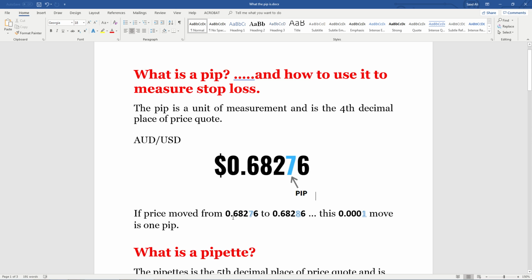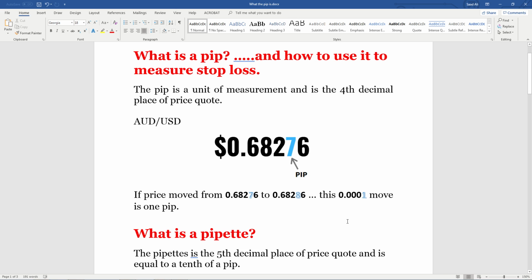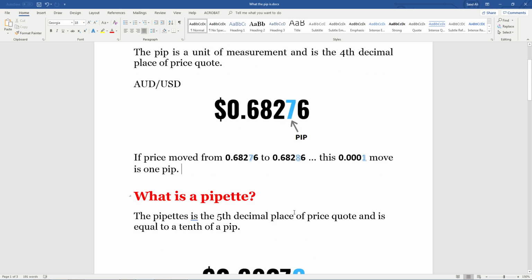So let's read this. If price moved from 0.68276 to 0.68286, this is a 0.0001 move. See how I moved from 7 to 8? That is a 1-digit move in the fourth decimal place, so that is a 1 pip move. You understand that? From 7 to 8, it is the fourth decimal place. This fourth decimal place number moved from 7 to 8, and that is a 0.0001 move, which is 1 pip. You can reference this document, but the major thing is just remember it's the fourth decimal place. That's all you need to know right now.